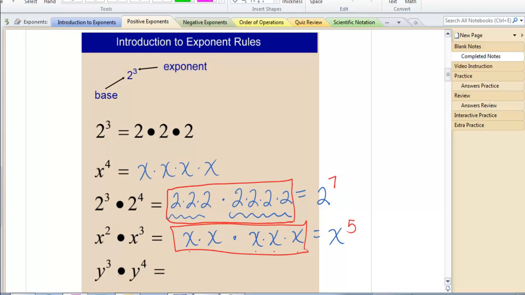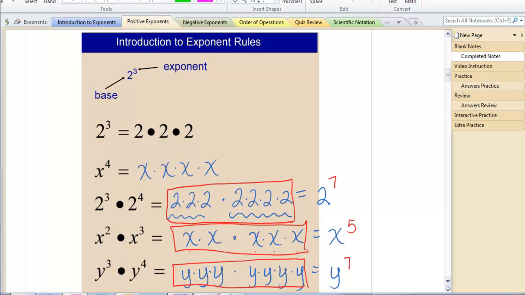Try the next one, y to the third times y to the fourth. What do you think that equals? Basically, you're looking at how many y's you have all together being multiplied. 1, 2, 3, 4, 5, 6, 7. We have 7 y's altogether being multiplied, so it's y to the 7th. Because the exponent always tells you how many of your base you have being multiplied together.